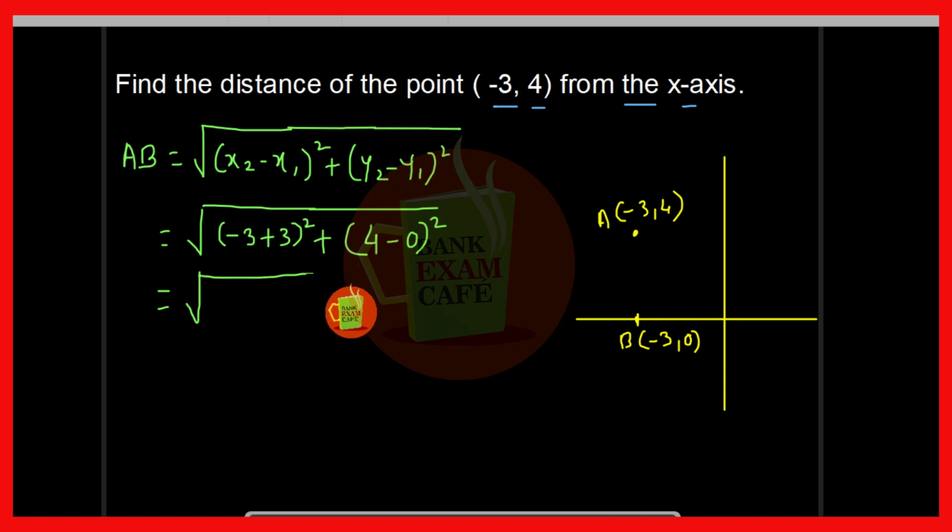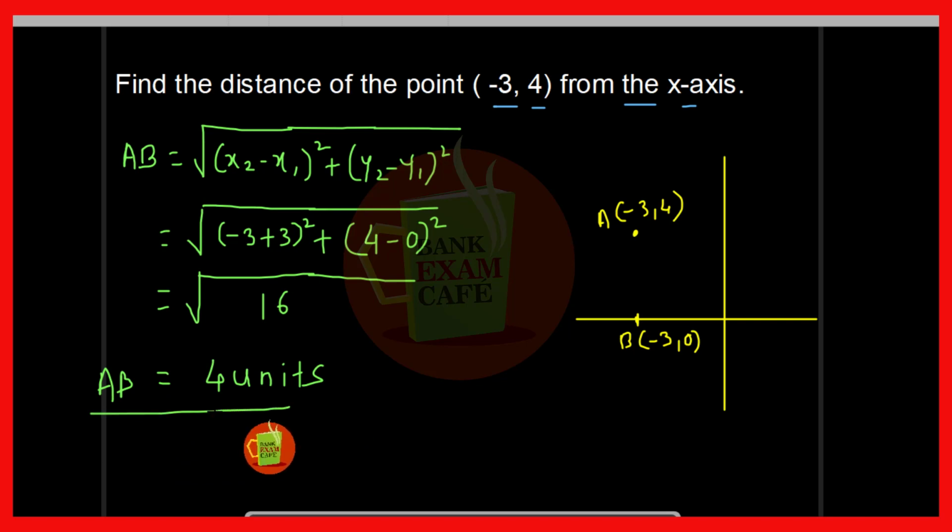Which is equal to the square root of, this will be what? Minus 3 plus 3 will be 0, so this will be 0, and 4 minus 0 will be 4, and its square will be 16. And therefore the square root of 16 will be 4 units. And therefore the distance AB is equal to 4 units. Highlight this.